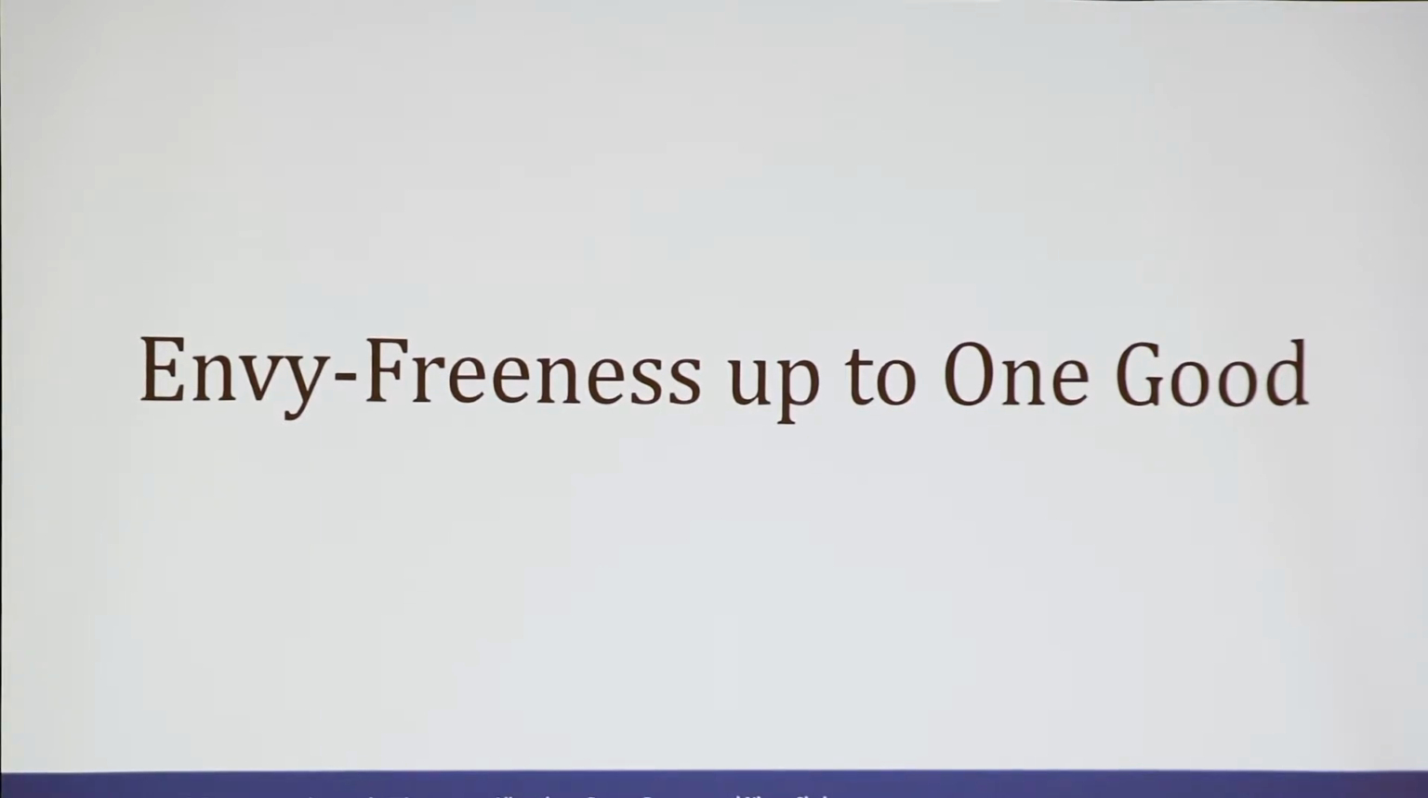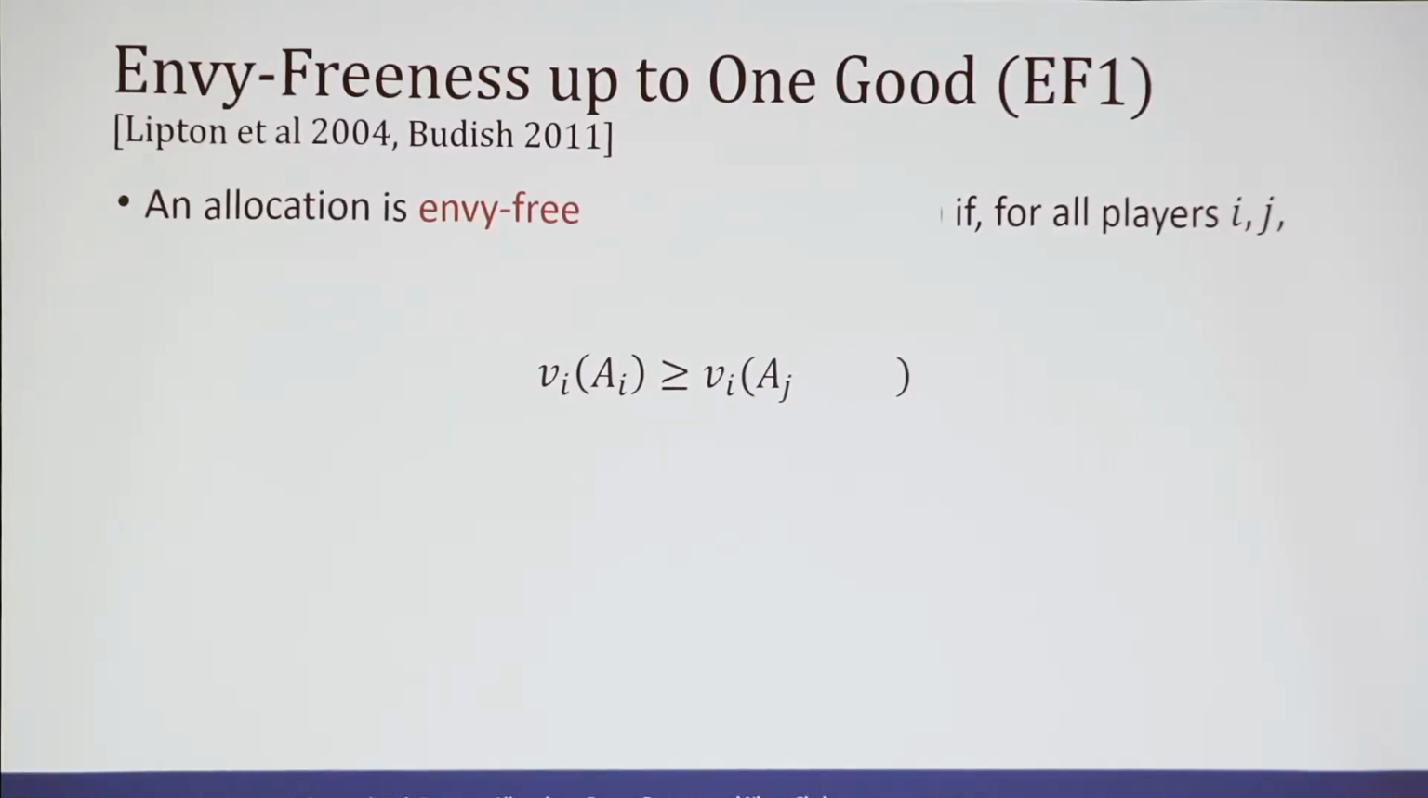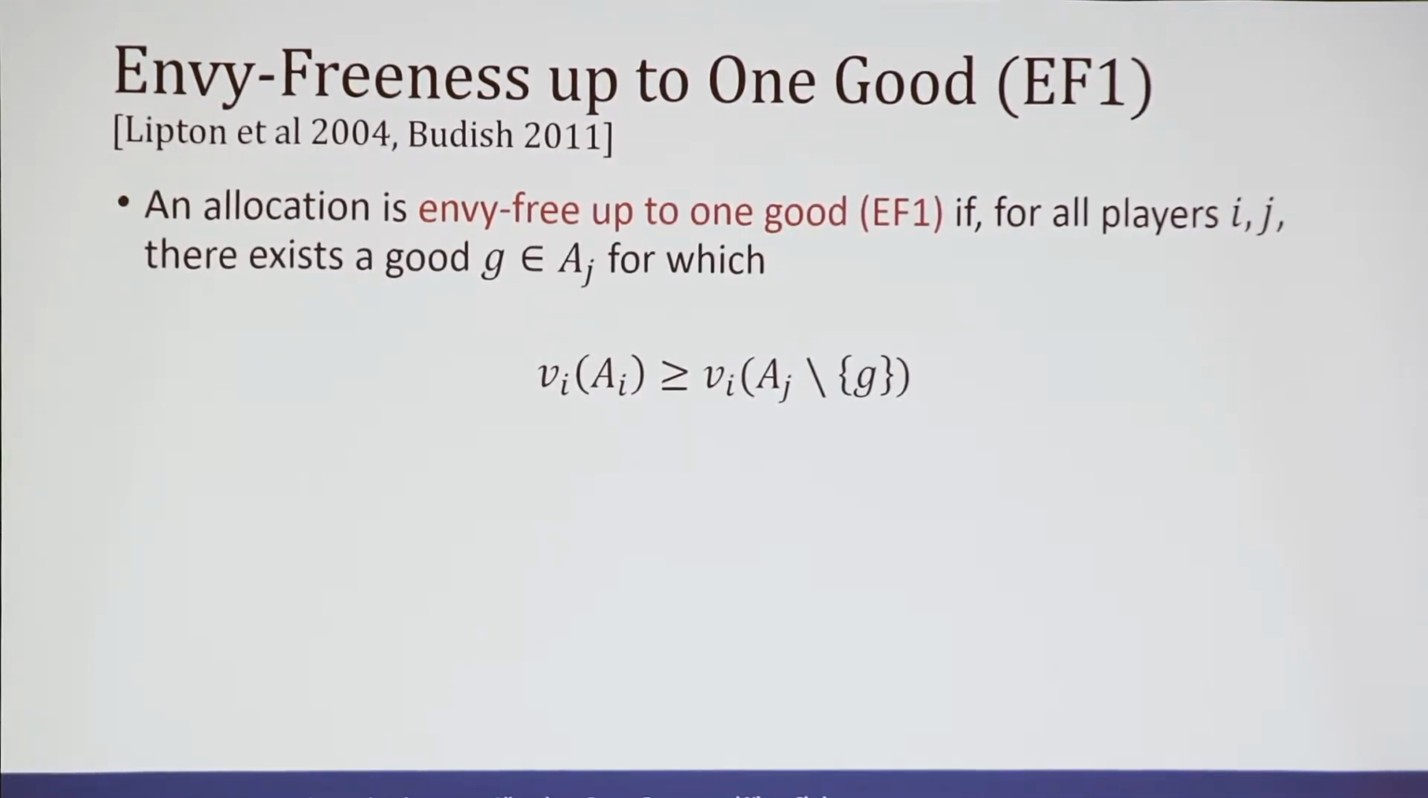So let's start with the first of these up to 1 good style guarantees that was defined, and the most popular one, which is called envy-freeness up to 1 good. So what this says, here's the definition of envy-freeness. There's some blanks here that I'll fill in. So that's envy-freeness. Envy-freeness up to 1 good says that for all players i and j, there must exist a good g in j's allocation, such that when you remove g from the bundle that j receives, now agent i prefers their own bundle to j's bundle with good g removed.